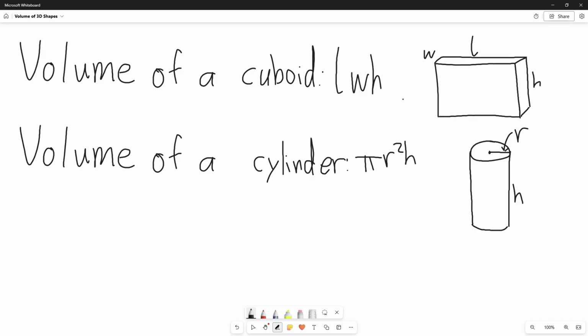And the volume of a cylinder is V equals pi times r squared times H, where r is the radius of the circle of the base and H is the height or length. You can see both of these use the formula for a prism, which is the area of the base or the cross section multiplied by the height. Length times width is the area of the cross section, and in the cylinder, pi r squared is the area of the cross section. A cylinder technically is not a prism because the base or cross section is not a polygon, but the process for finding the volume is still the same.